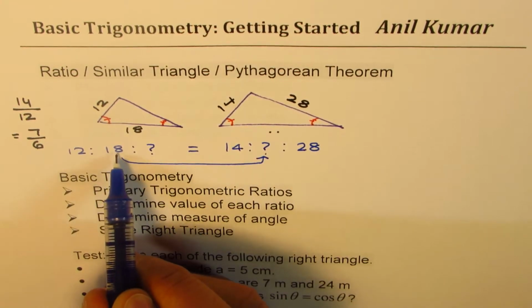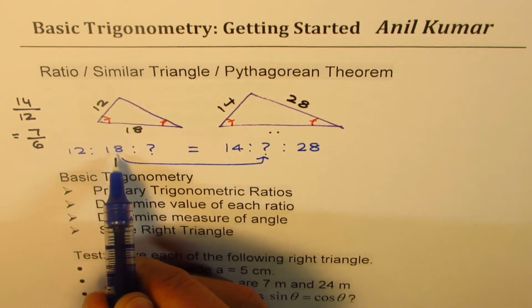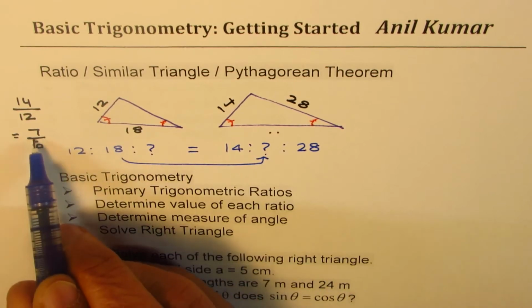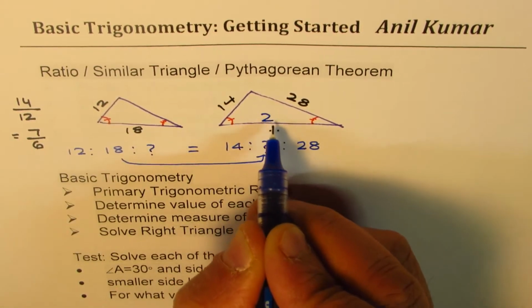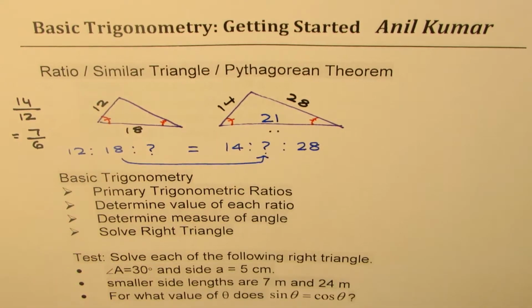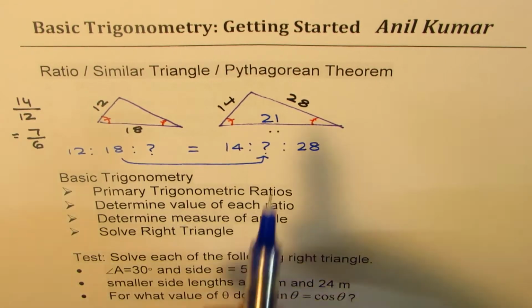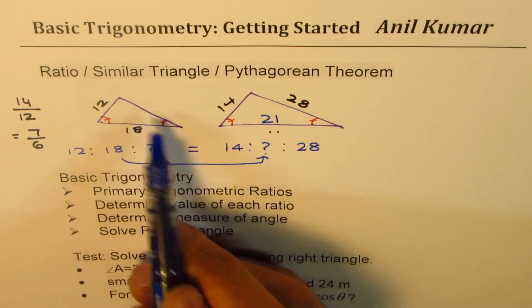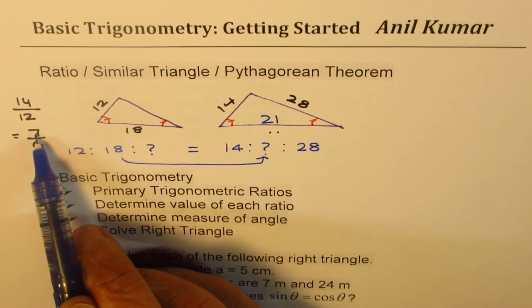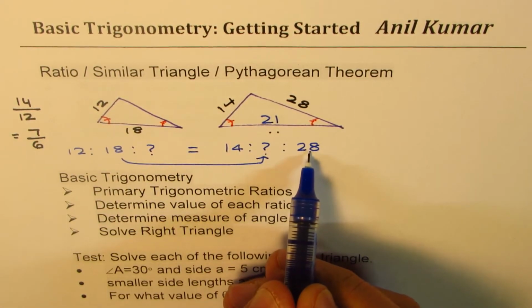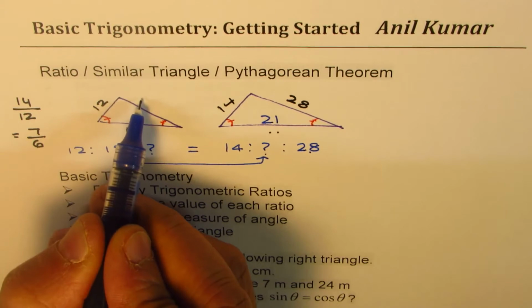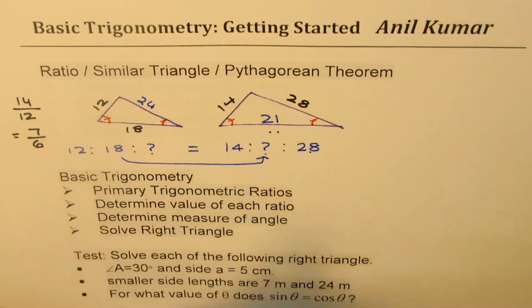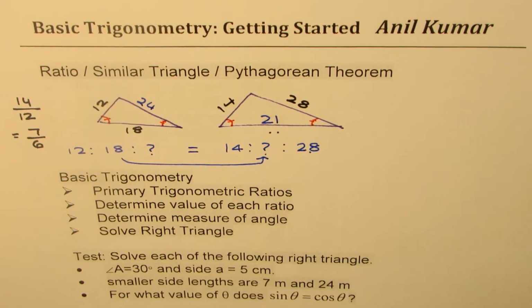So if I divide 18 by 6, I get 3, and 3 times 7 is 21. So this side should be 21. Do you get an idea, right? Now if I have to come back from here to there, I should divide this by 7, right? If I divide this by 7, I get 4, and 4 times 6 is 24. So this side should be 24. Do you get it? So that is what it is.